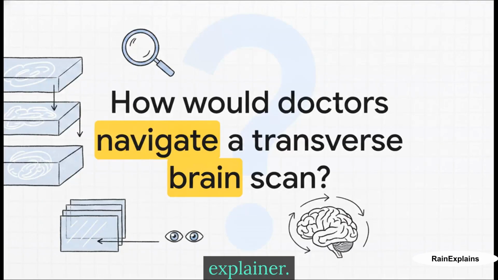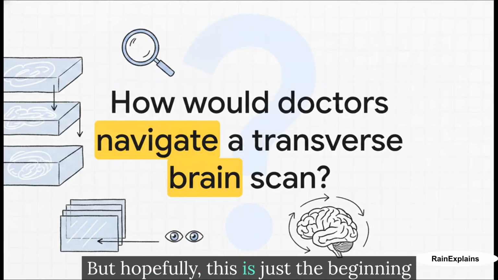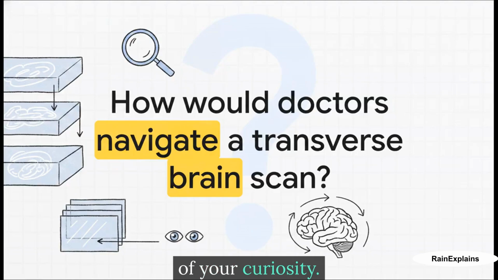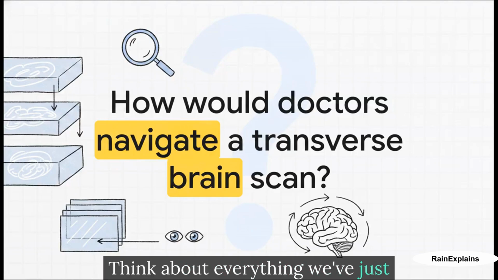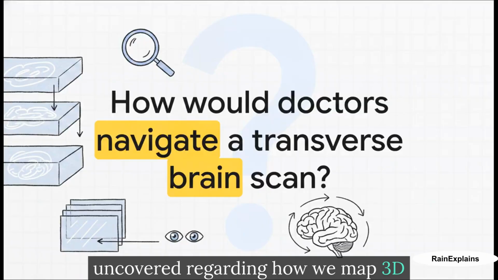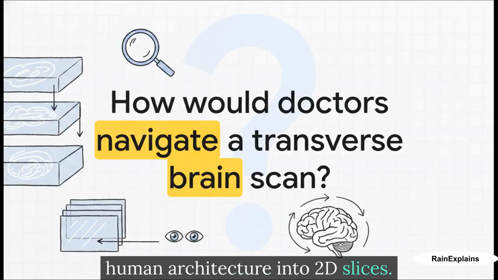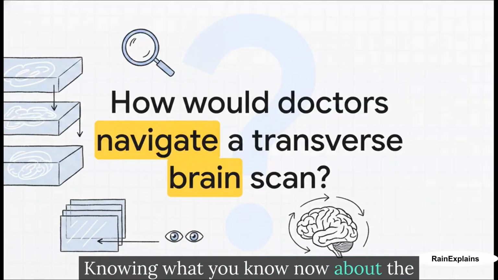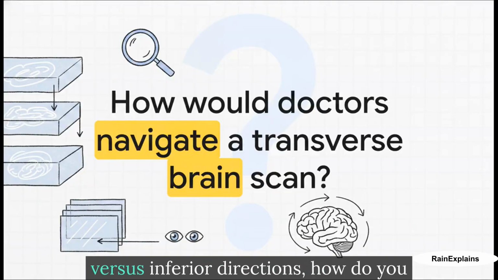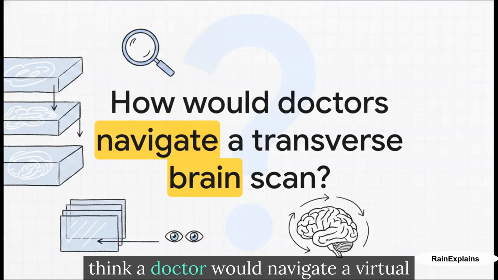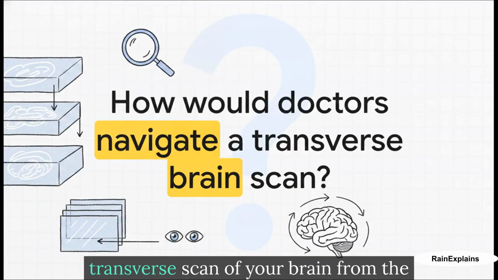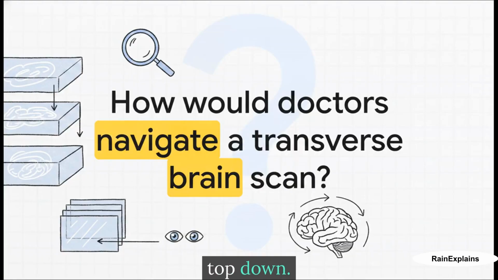Which brings us to the end of our explainer, but hopefully this is just the beginning of your curiosity. Think about everything we've just uncovered regarding how we map 3D human architecture into 2D slices. Knowing what you know now about the transverse plane and those superior versus inferior directions, how do you think a doctor would navigate a virtual transverse scan of your brain from the top down? Like, what structures do you think they'd see first?